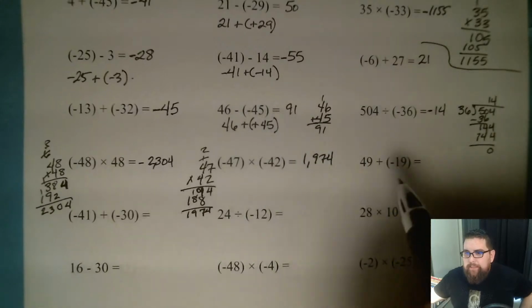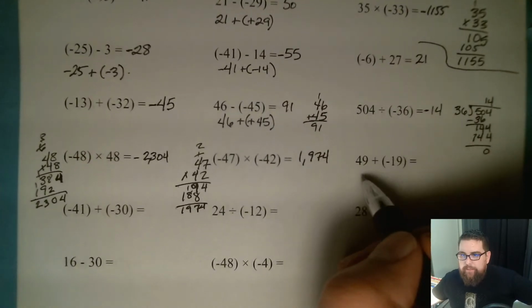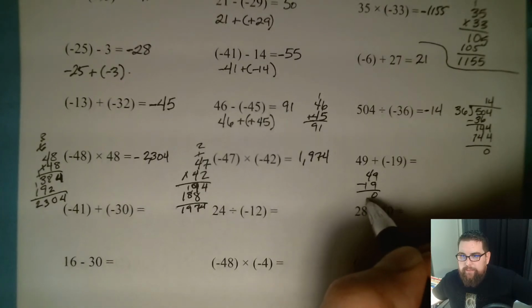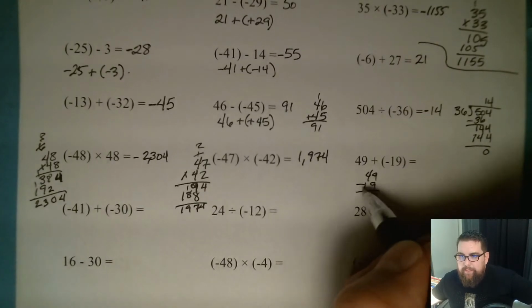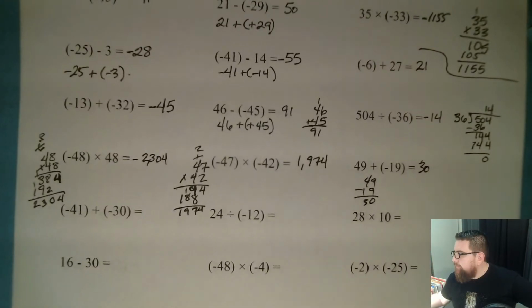All right, this next problem, we're back to an addition problem here. It's already set up properly. We have unlike signs, so we're going to subtract. So 49 minus 19 is going to be 30, okay? And the bigger sign is positive, so this ends up being positive 30.